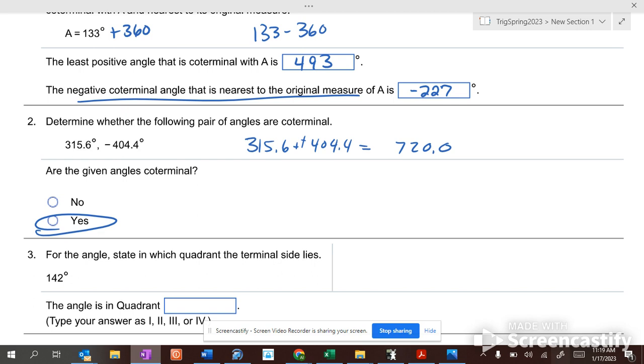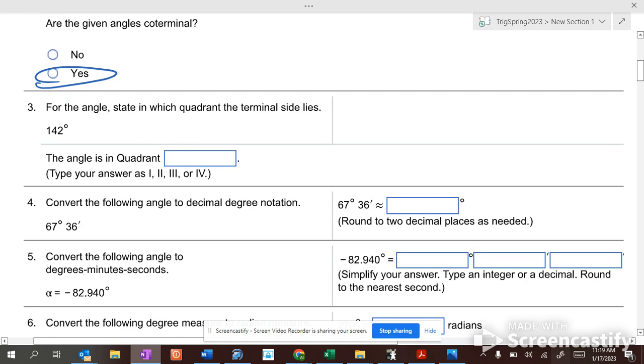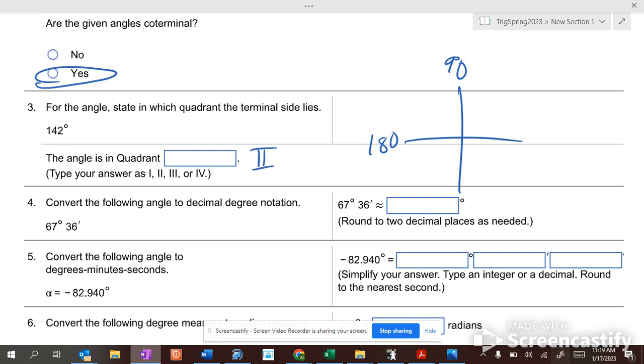Okay? Okay. Where is a 142 degree angle? Well, if I know 90 is there and 180 is there, where's angle 142? Well, it's in quadrant 2.